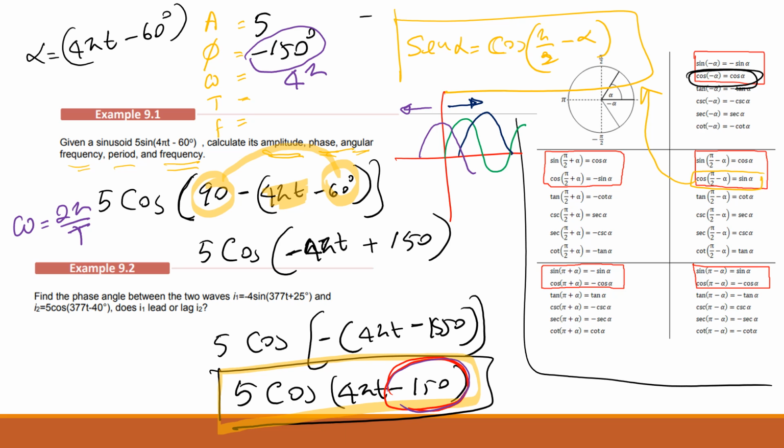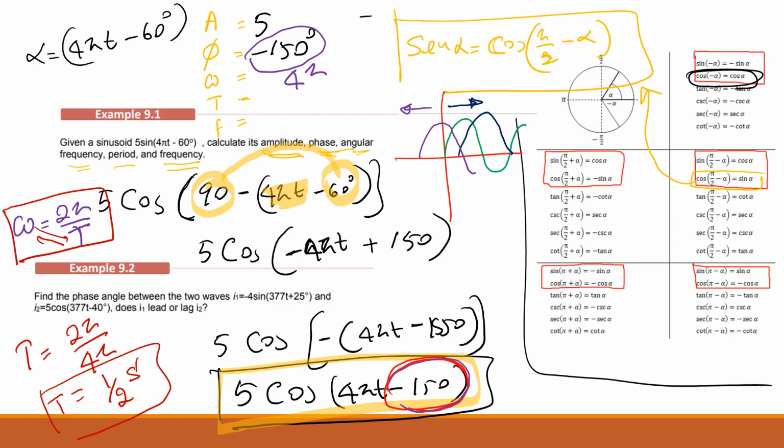So you can rearrange this one and find me the T. Omega, you found it. Omega was 4 pi. So if you rearrange it, you have this as half. Am I right? So T is half a second, and frequency is 1 over the T. So that will be 2 hertz. Hertz are per second. So you can find all of these.